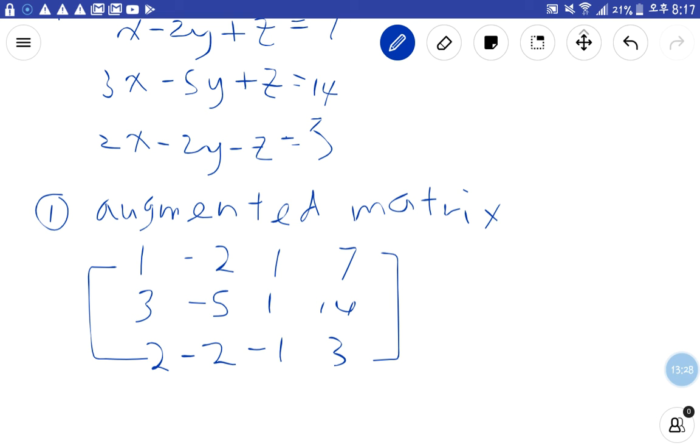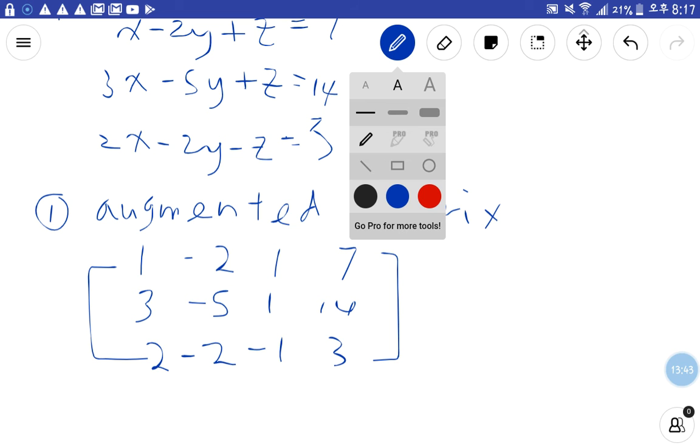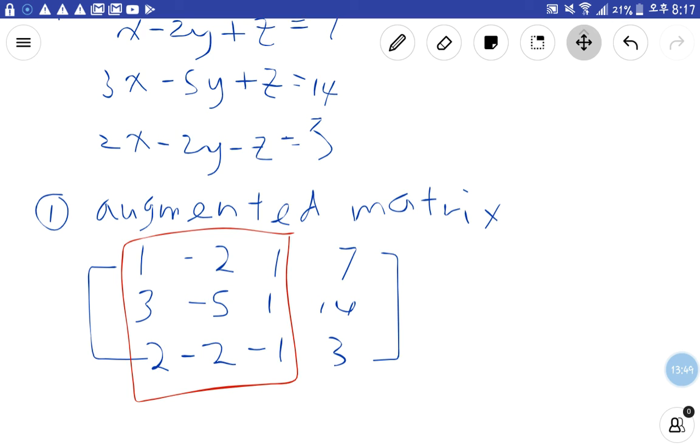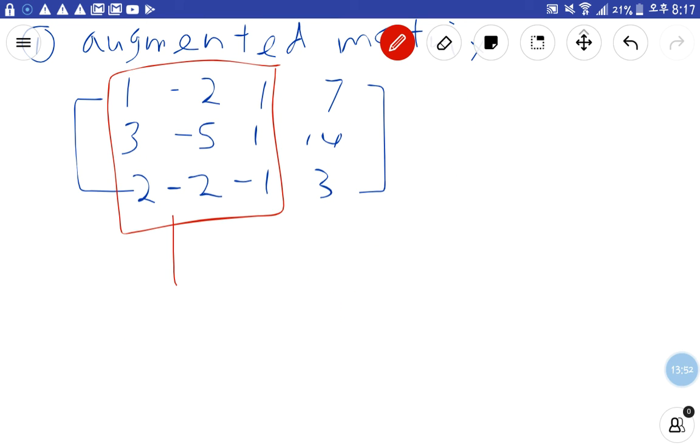1, -2, 1, 7. So I just pulled all the coefficients out, and then you just brought down the right side of the equation. That's what we call the augmented matrix. And especially, if we omit the right-hand side of the equation, we call it the coefficient matrix. That makes sense, right? Only those parts, that we call the coefficient matrix.